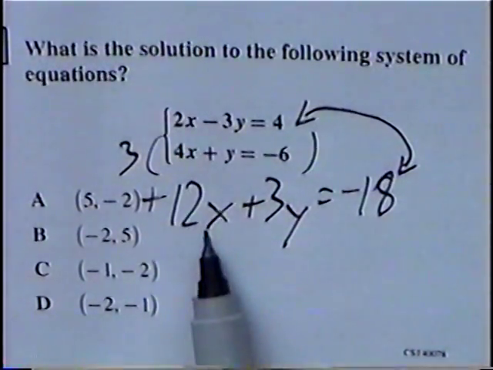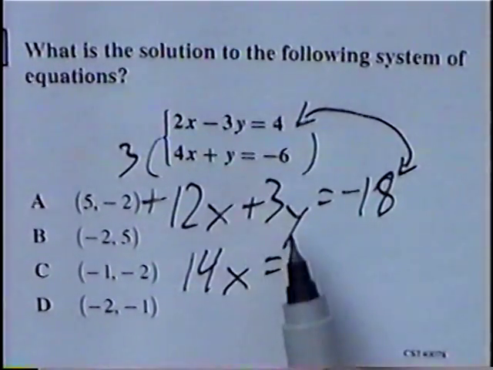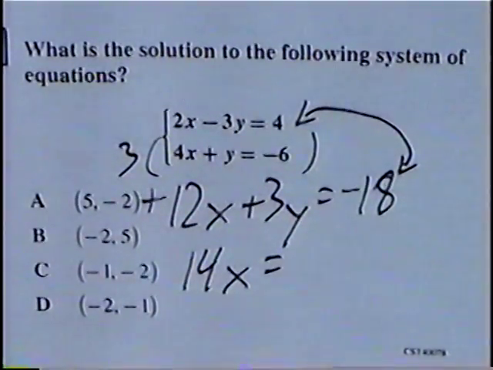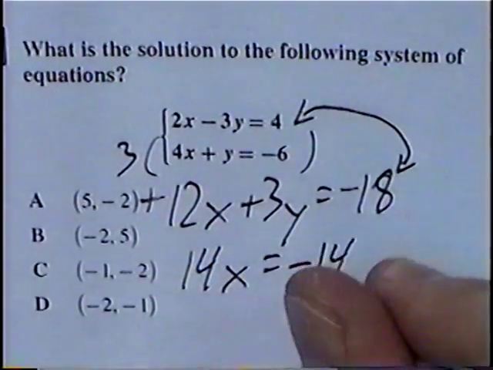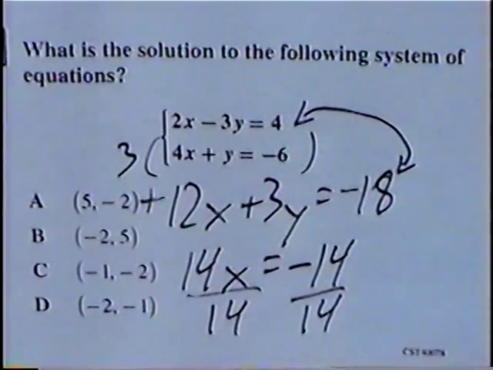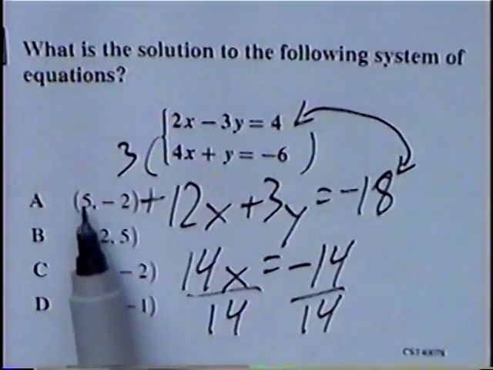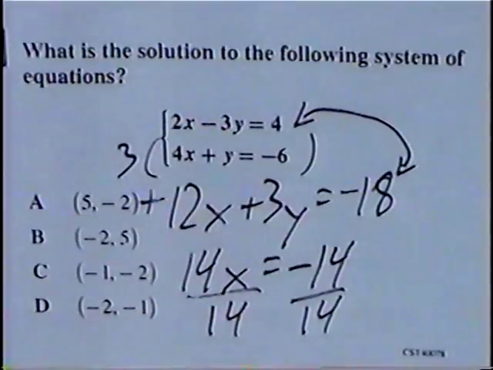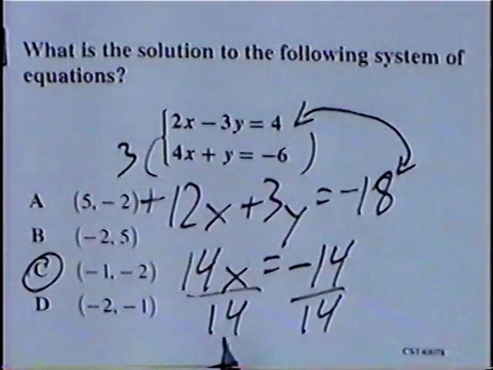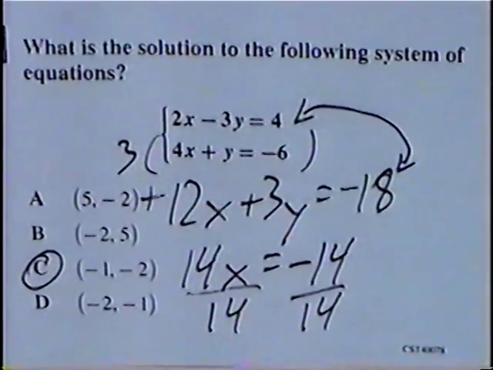And we'll have 2x plus 12x would be 14x. The y's again would cancel. And 4 plus a negative 18 would be negative 14. And dividing by 14, we'll have the answer x equals negative 1. Looking at the values, there's only one correct answer that has x equals negative 1, which would be the answer C. If you plug a negative 1 in, you could solve for y, which would be negative 2.